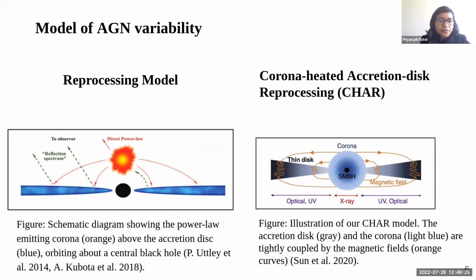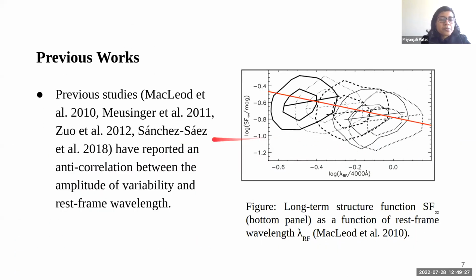There have been previous studies that reported an anti-correlation between the amplitude of variability and rest frame wavelength. On the right is the plot of the long-term structure function as a function of rest frame wavelength.